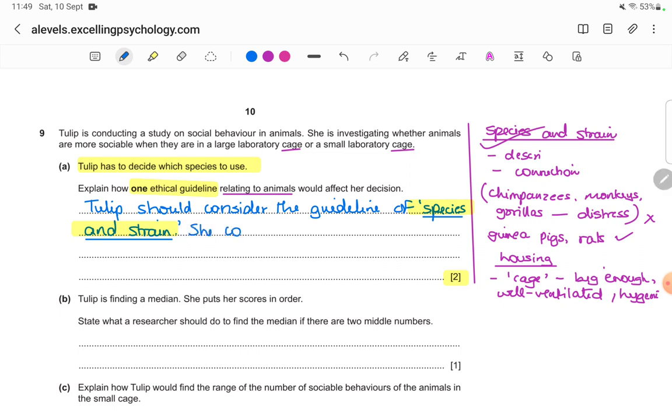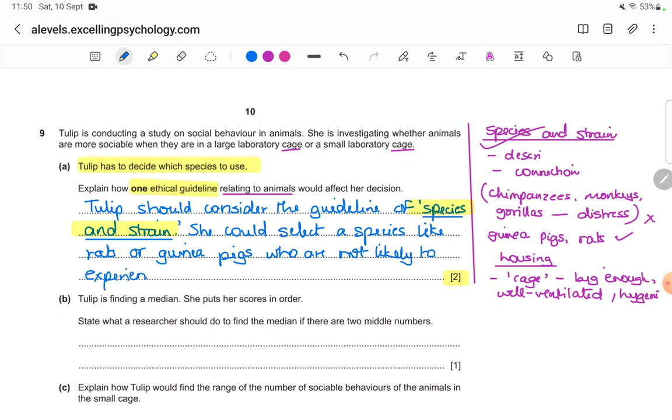She could select a species like rats or guinea pigs who are not likely to experience much strain in cages because they are accustomed to being in them.